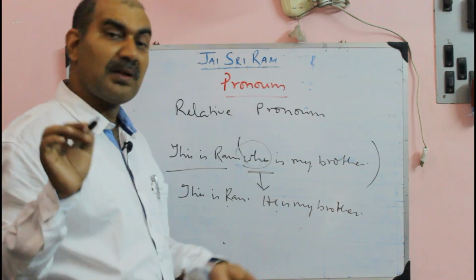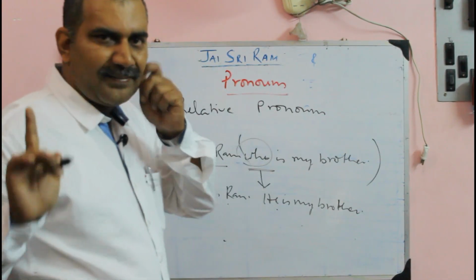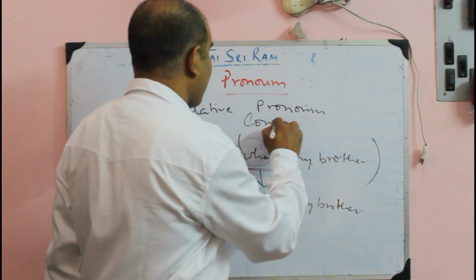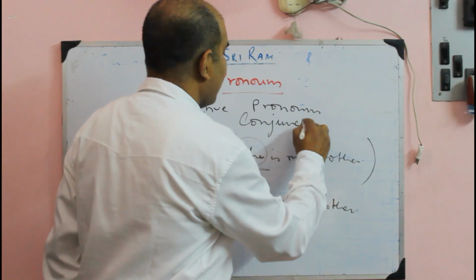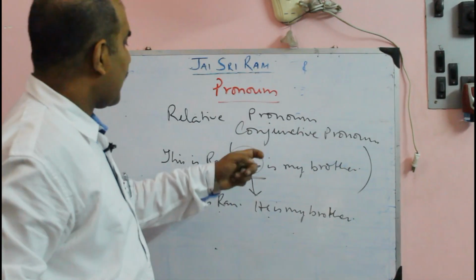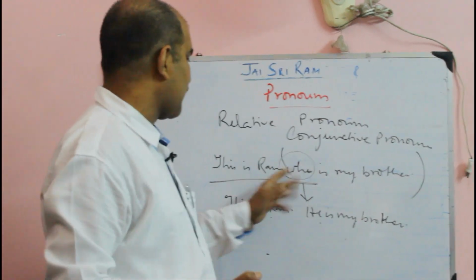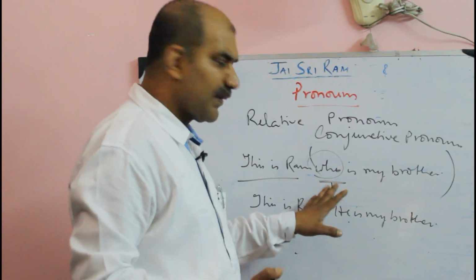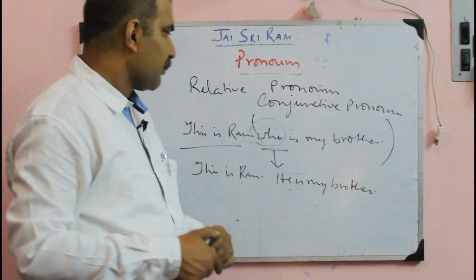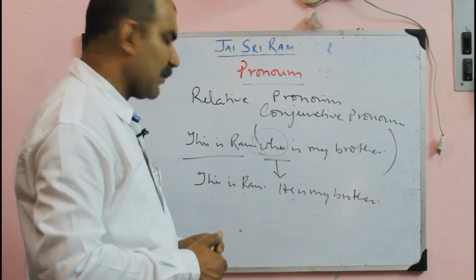And relative pronouns are also known by another name, but you shall very rarely find this word in grammar books, that is conjunctive. Conjunctive pronouns, because they are used as conjunctions. What is the job of a conjunction? A conjunction is a word that joins two parts, two sentences or two things. So we are joining these two sentences with the help of this relative pronoun. This is why it is known as a conjunctive pronoun.